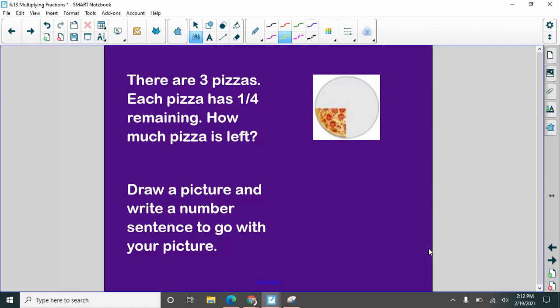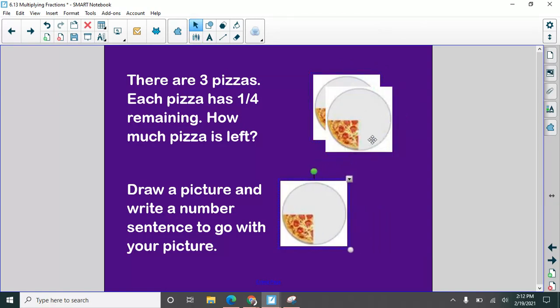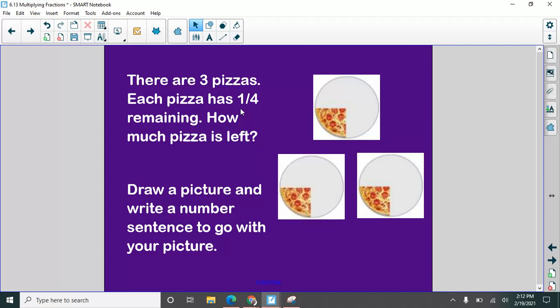Okay, let's take a look at it. There are 3 pizzas. Each pizza has 1/4 remaining. How much pizza is left? Well, draw a picture. Okay, I can draw pizza. Right. Ooh, actually, I'm even better. I can clone this pizza. Yeah, look at that. Now I have 3 pizzas. Each one has 1/4 left.